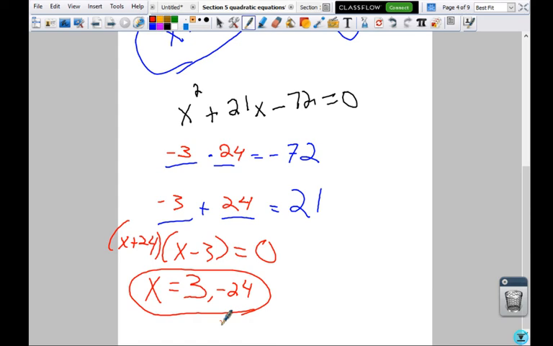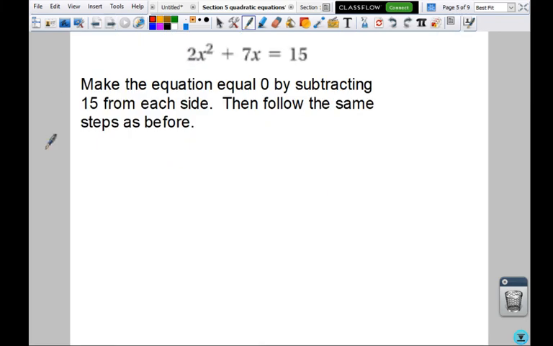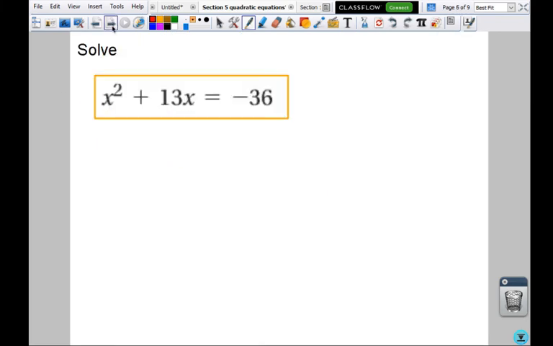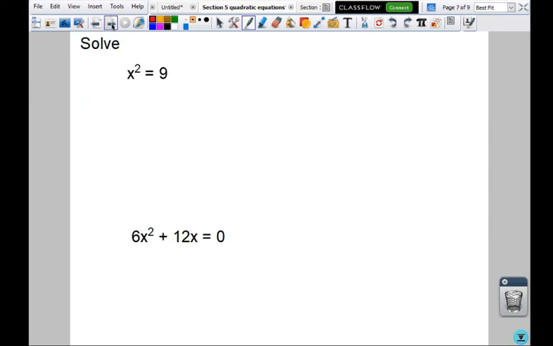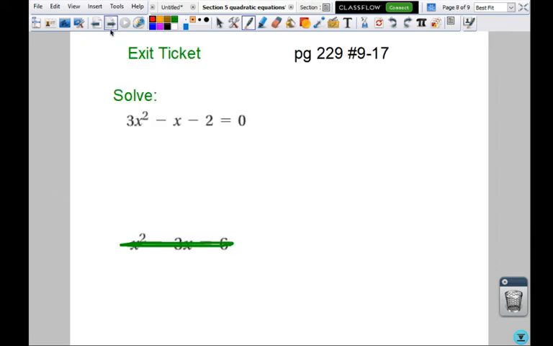Alright, so what I want to do now is we are going to skip ahead. You haven't taught us this yet. Yeah, I know, I'm just trying to think what I want to do. We're going to skip to the exit ticket, but I'm going to make up another one.